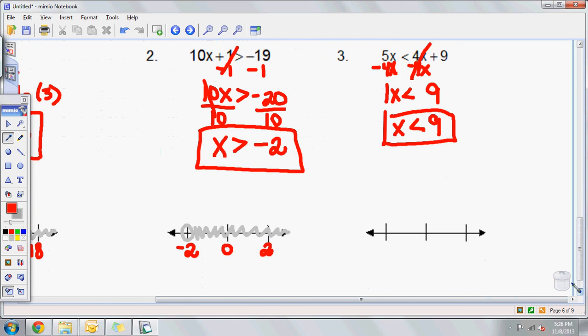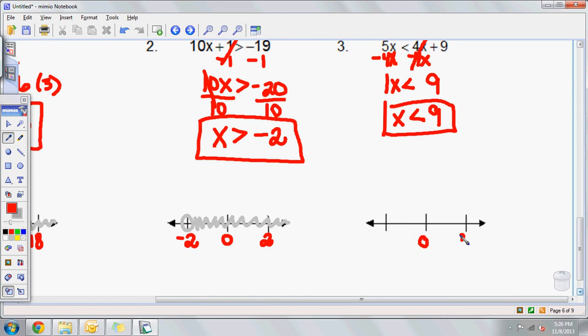So if we go to graph this, we're going to have 0 in the middle, positive 9, negative 9. So we are going to have another open circle at positive 9. We're going to shade everything that's smaller than 9.